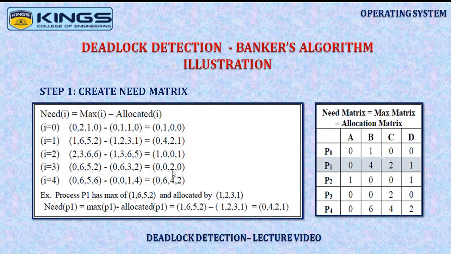For process 3, 0, 0, 2, 0. For process 4, it is 0, 6, 4 and 2. Now we are just making an entry of all these need matrix values into the need matrix. Now this is the final need matrix for the processes. This need matrix is nothing but the maximum requirement minus the allocated resource for each of the processes.